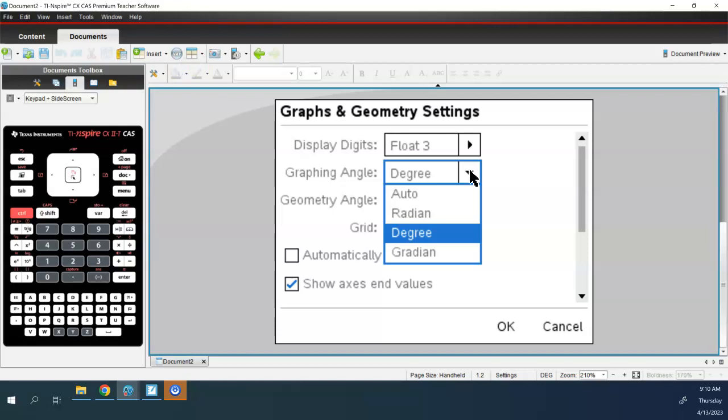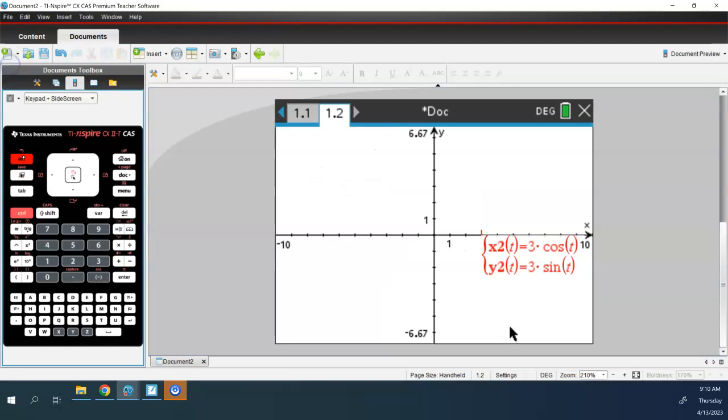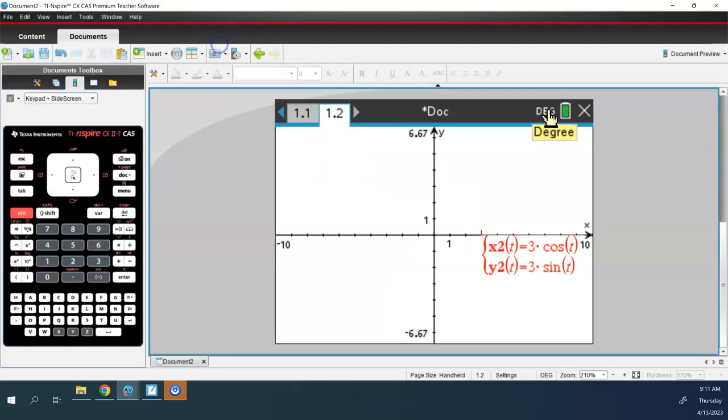The other way of doing it is what I was just doing. You can scroll your cursor up here to DEG and click on it, and it'll flip it over to radians for you right there. Okay? So you need to be in radians for all of these because we're dealing with cosines and sines and trigs and all that fun stuff.